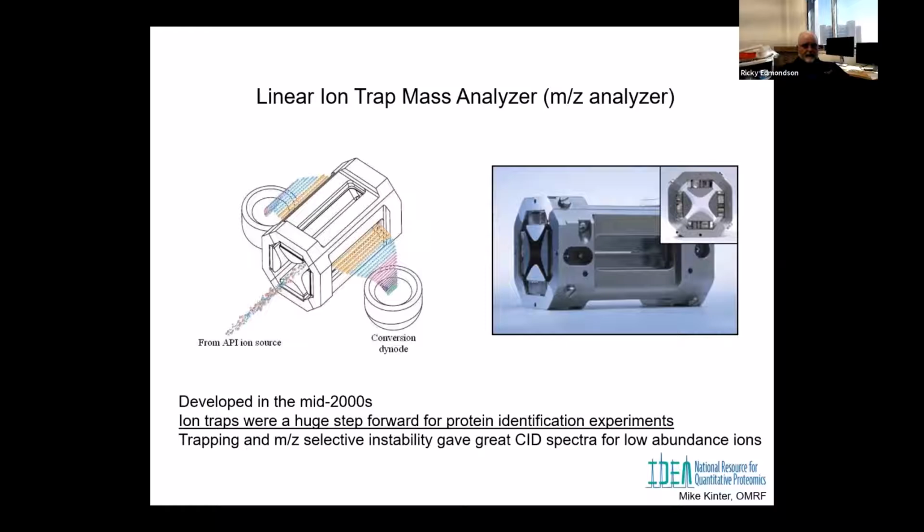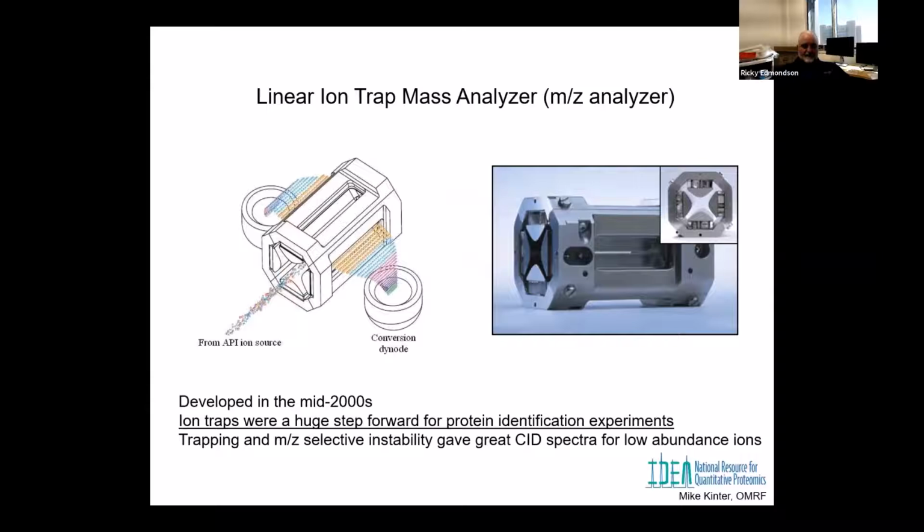There are several different types of mass analyzers. The quadrupole ion trap was developed in the mid-2000s, and this is really kind of a workhorse instrument. Works really well. There aren't any moving parts, and so they're pretty robust.